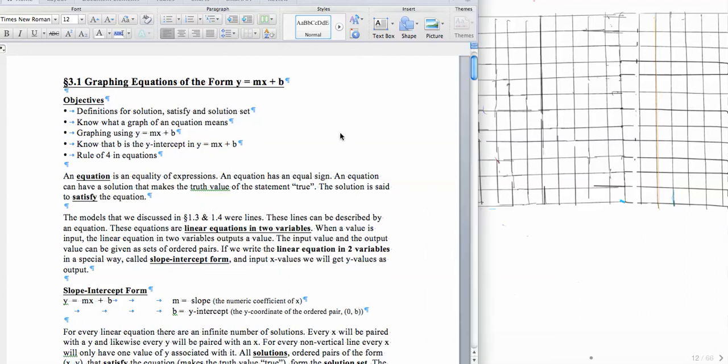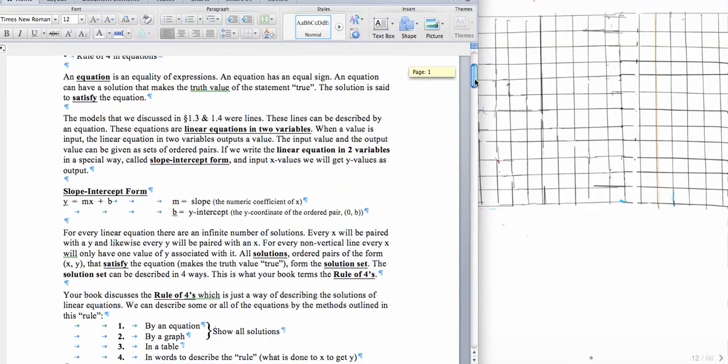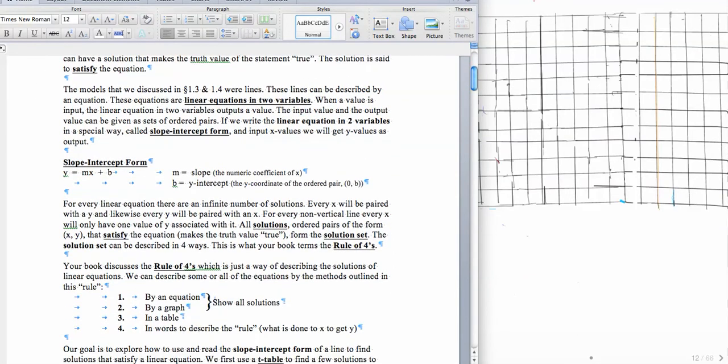With these linear equations in two variables, what we have are equations of the form y equals mx plus b, where y is our dependent and x is our independent variable. And as we input x's, we get outputs of y's. m and b are constants, and m, which we call a numeric coefficient for x, is something called our slope. We'll learn a little bit more about that in section 3.